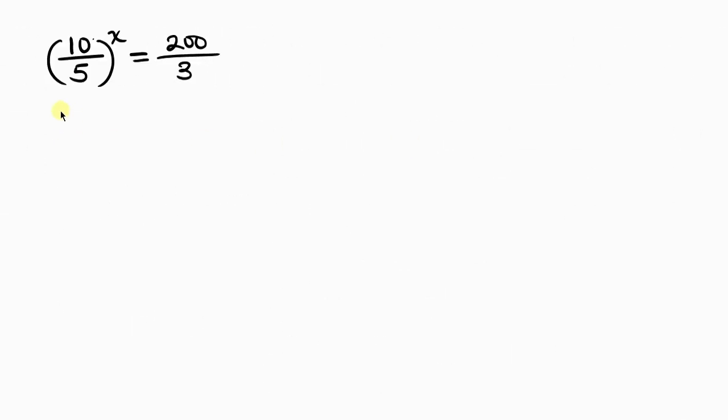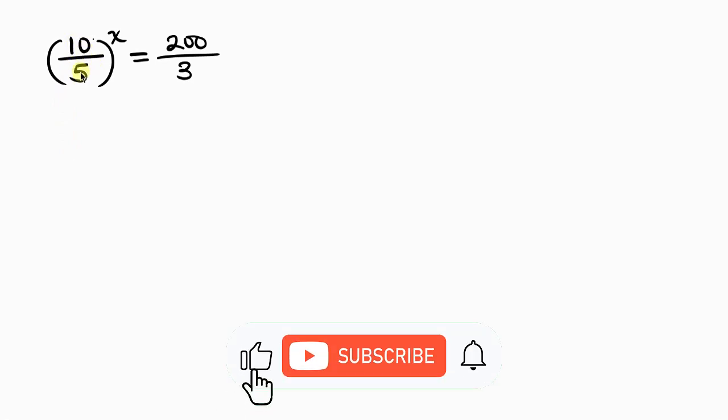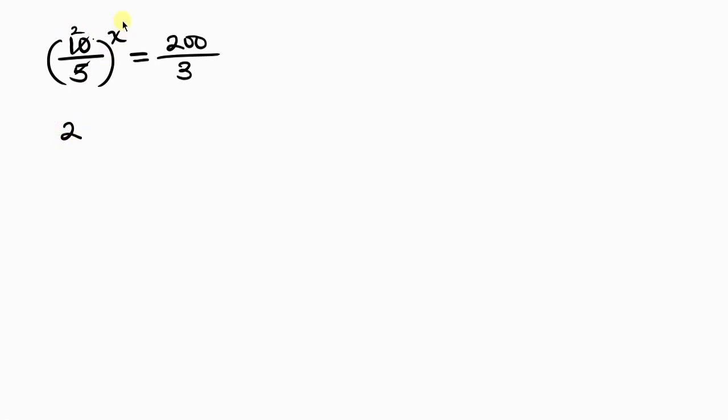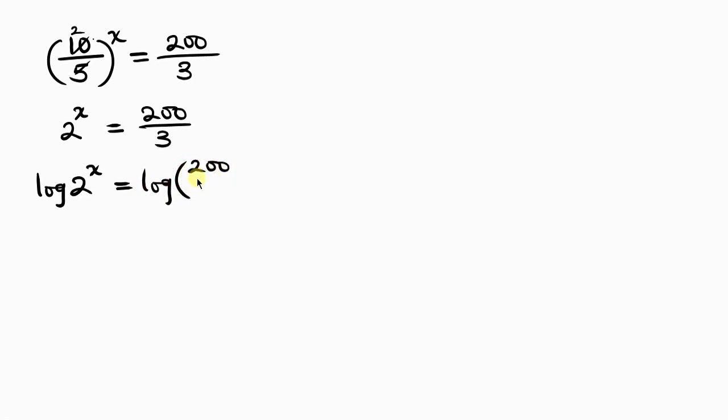Alright, so from what we have here, you see that 10 divided by 5 will actually give 2. So we have 2 to the x on the left-hand side equal to 200 all over 3. And now, since I have the unknown, which is the variable, as an exponent, our next step will be for us to take the log of both sides. So I'll take the log of the left-hand side, which is log 2 to the x, equal to, I also take the log of the right-hand side. So this is log 200 all over 3.